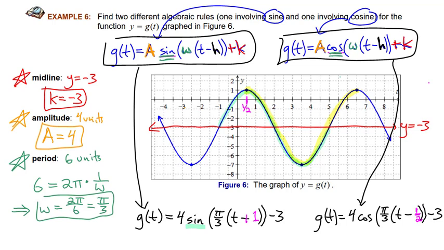So here are two formulas for the function g of t, one involving sine and one involving cosine.